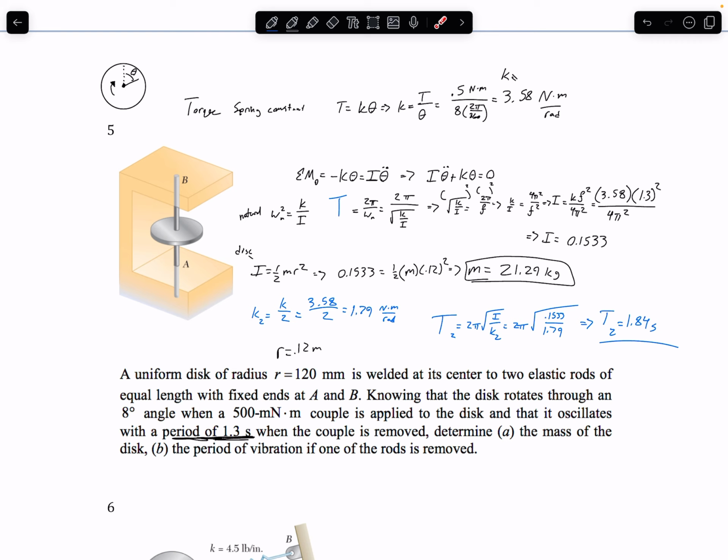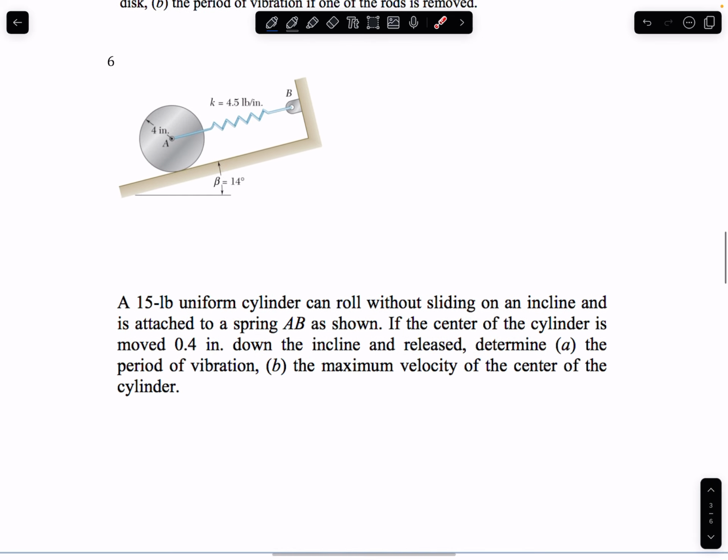So our period 2 is going to be equal to 2 pi, the same thing as this, just rearranged a little bit. We know all values, so we can just plug them in, and we get T2 is equal to 1.84 seconds. Then that's all I've got.